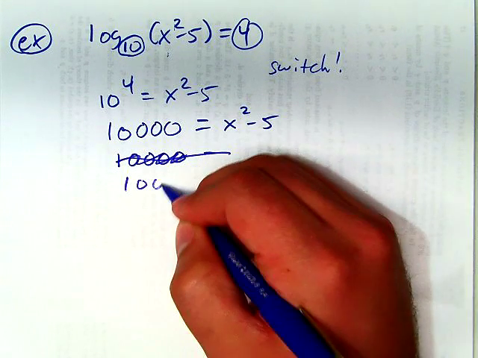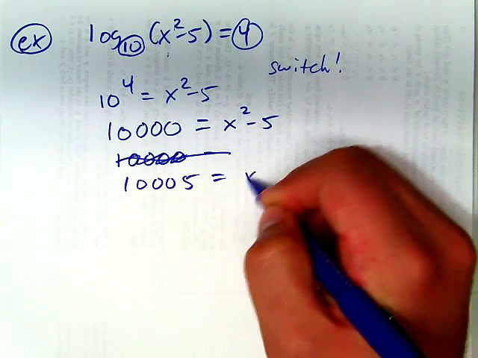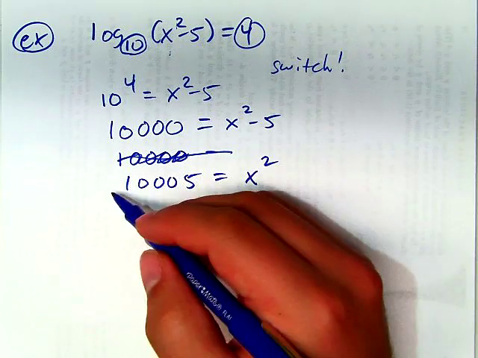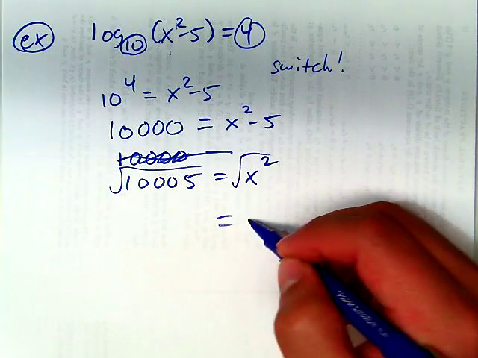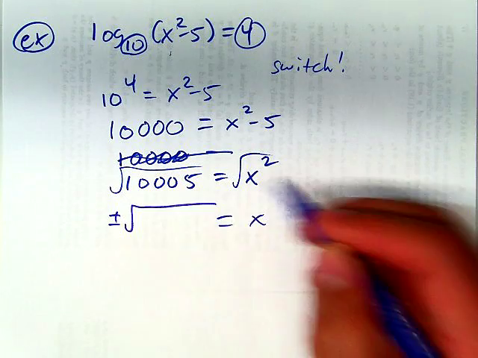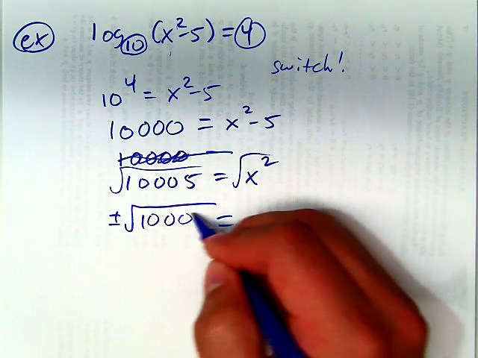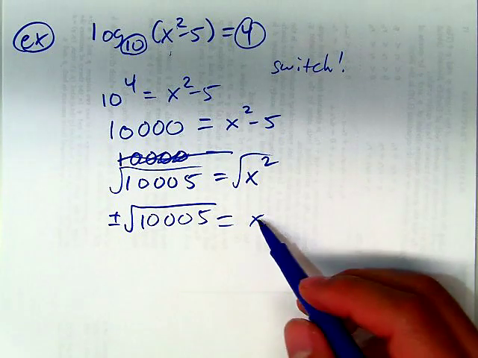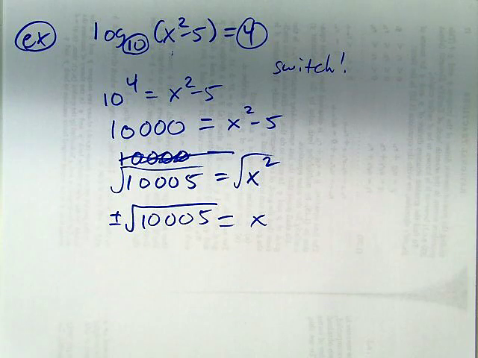I didn't actually do that. There we go. Equals x squared. Now to get x alone, you square root both sides. So then x is going to be plus or minus square root of 10,005.